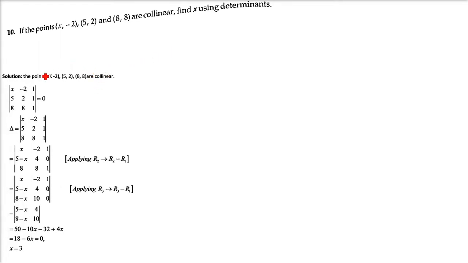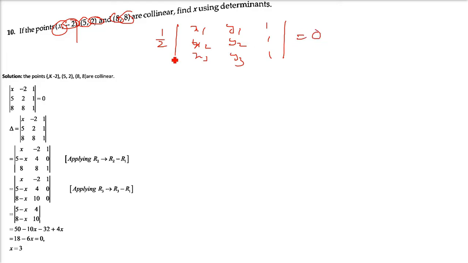If the points are collinear, find x using determinants. Okay, let me do it here only. So half, and you have to write x1, x2, x3 here: x, 5 and 8. y1, y2, y3 will be negative 2, 2, 8. Then we have 1, 1, 1 as the third column.